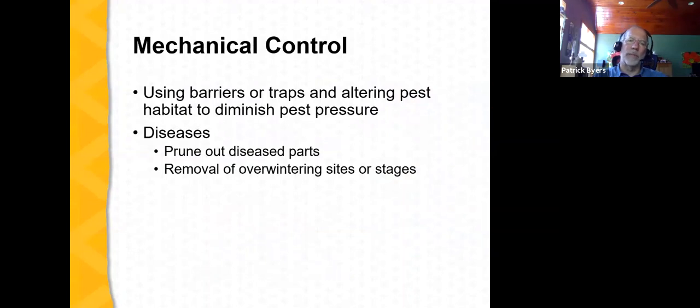Mechanical control. In the case of diseases, we can prune out diseased plant parts. We can also remove the overwintering sites or stages of these diseases.